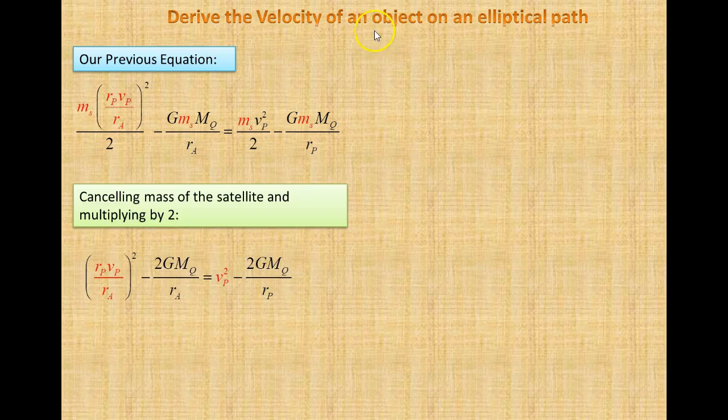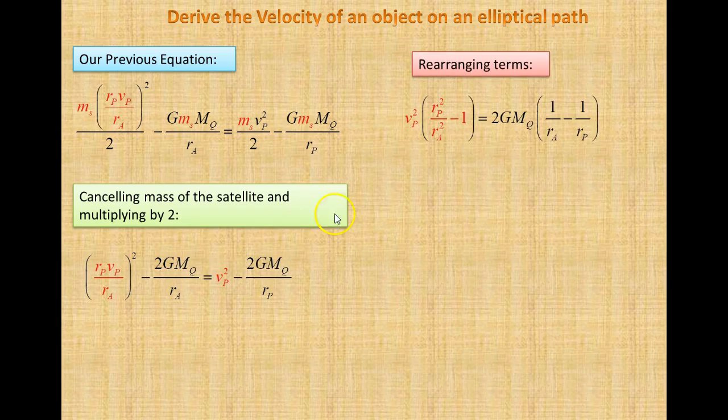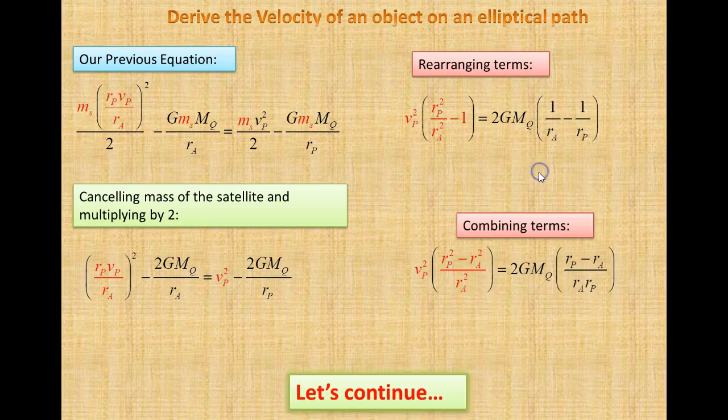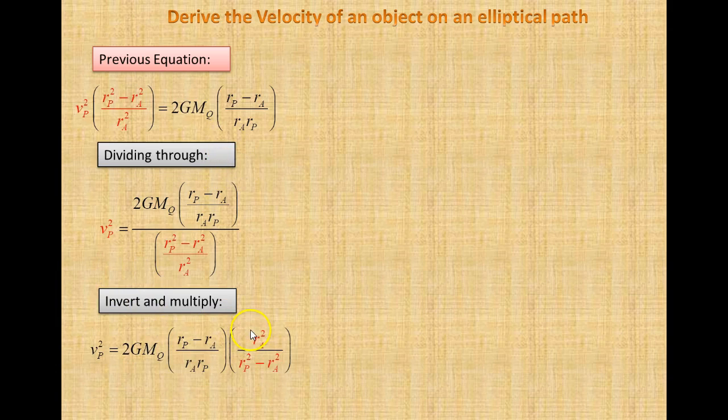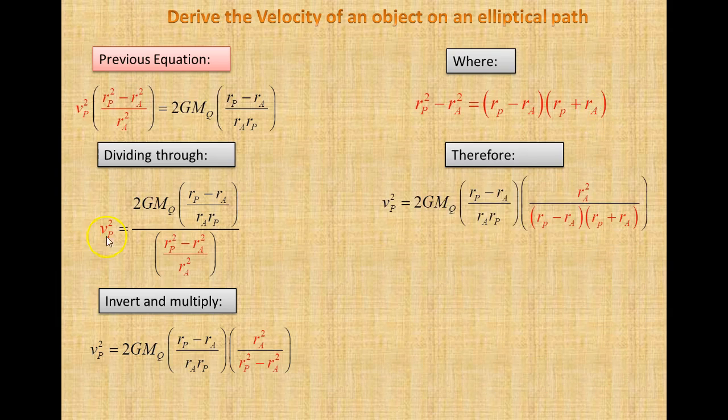Here's our previous equation. We can cancel out the mass, since the mass is in each one of these, and multiply by 2. And we rearrange our terms and solve for VP. VP is on both sides, so we bring VP over and solve for VP. Then we divide through by VP, and we invert and multiply. Now look at this term, RP squared minus RA squared. That's equal to RP minus RA times RP plus RA. And we plug that in, and lo and behold, we cancel one of those terms. RP minus RA divided by RP minus RA, and we cancel out one of these RAs in the numerator and denominator.